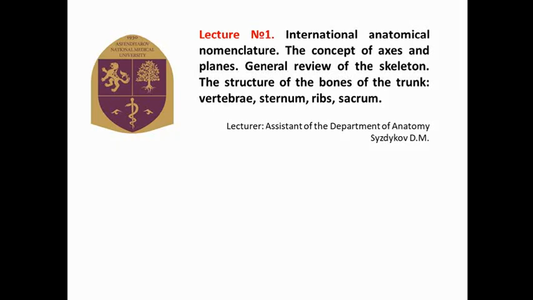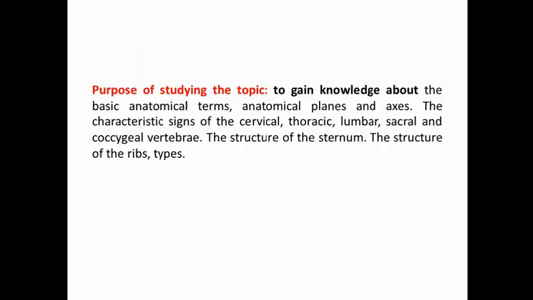Lecture number 1. International anatomical nomenclature, the concept of axes and planes, general review of the skeleton, the structure of the bones of the trunk: vertebrae, sternum, ribs, sacrum. Purpose of studying the topic: to gain knowledge about the basic anatomical terms, anatomical planes and axes, the characteristic signs of the cervical, thoracic, lumbar, sacral, and coccygeal vertebrae, the structure of the sternum, the structure of the ribs, and types.